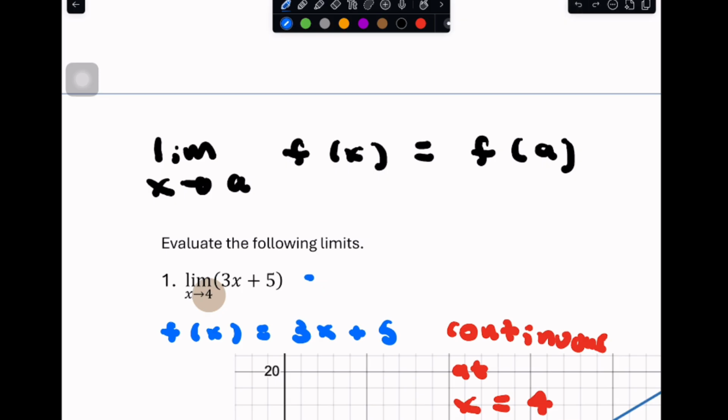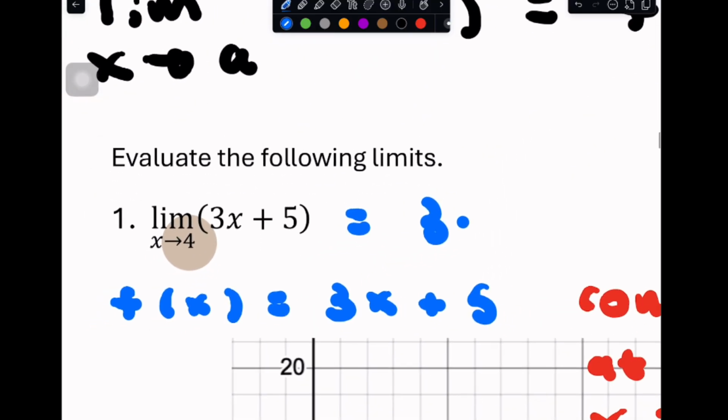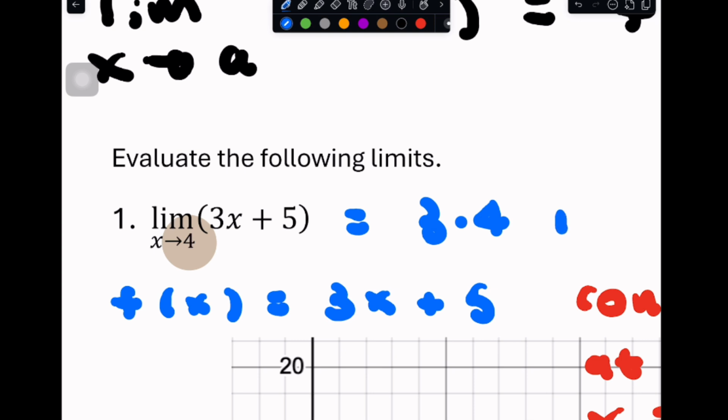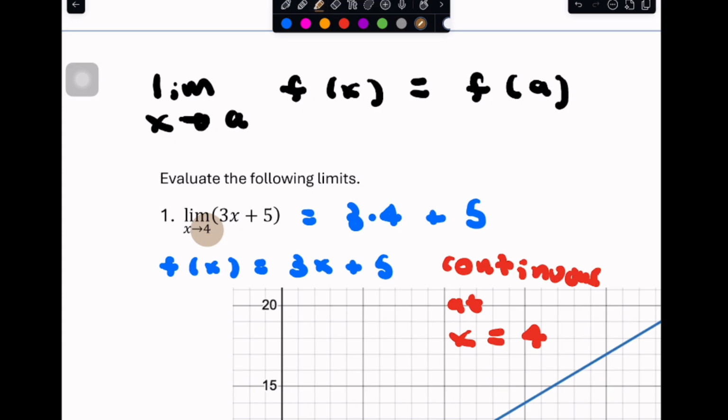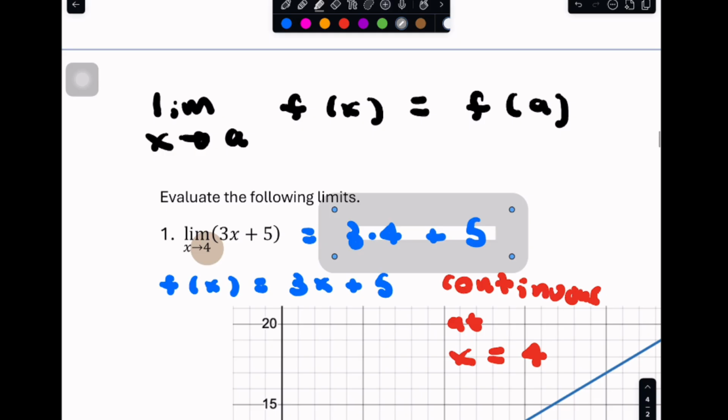This will equal 3 times what? What's this a value? 4 plus what? 5. What you guys have over here on the right side to do is arithmetic. You guys have to follow order of operation. Please excuse my dear Aunt what? Sally. So every one of these questions on this worksheet, they're polynomials. All you guys got to do is arithmetic to evaluate the limit.